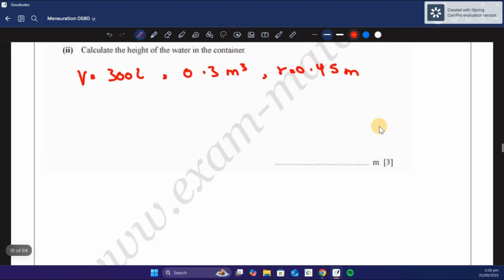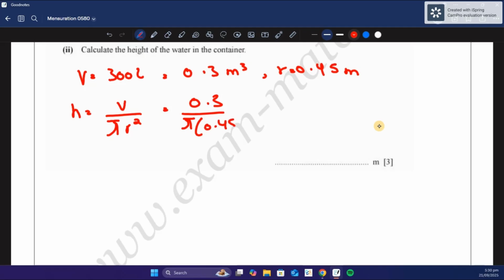So that should give us volume over pi r squared, now we're just rearranging the formula, which is 0.3 over pi into 0.45 whole squared, which would give us 0.47157. Rounding it off would give us 0.472 meters.